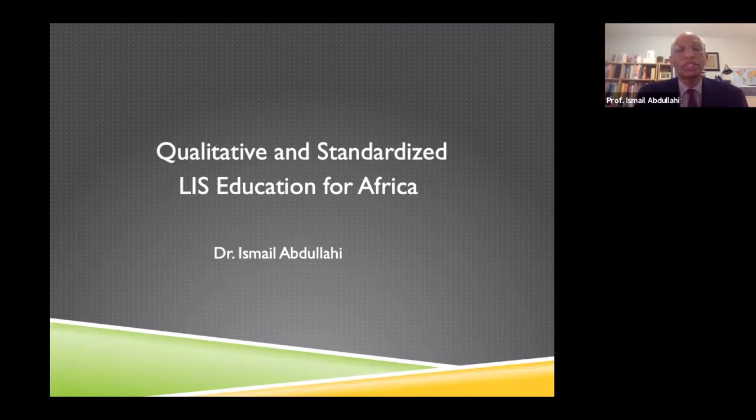Why is this necessary? Because students who graduate from LIS schools in Africa will graduate with the same standard of educational background, which will help Africa to develop library and information science of high quality based on those standards.